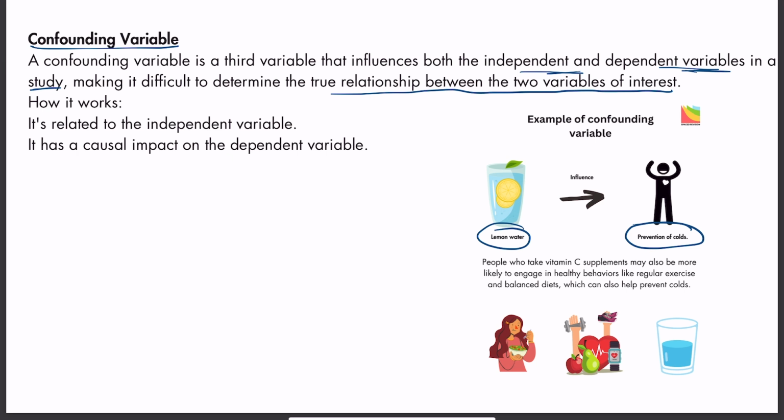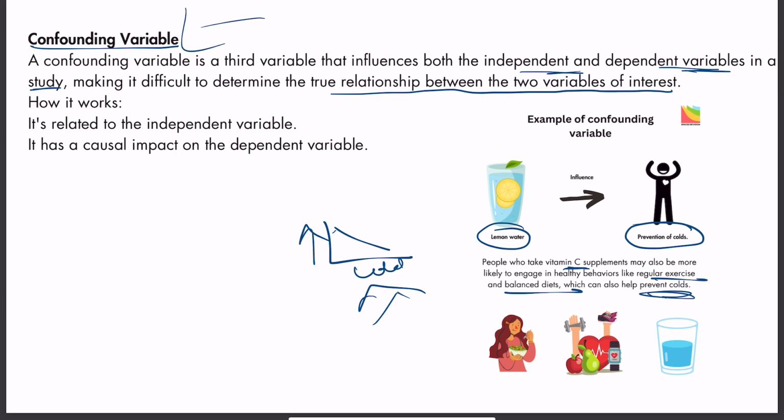Now let's say you came up with a positive correlation that drinking more lemon water has a positive relationship with prevention of cold. So if you take more lemon water, then you have less cold. Okay? But what can also happen is that people who take vitamin C in general may be more healthy otherwise. Like they may take regular exercise, balanced diets, which could also prevent cold. That's why your whole research can be negated because of confounding variables.